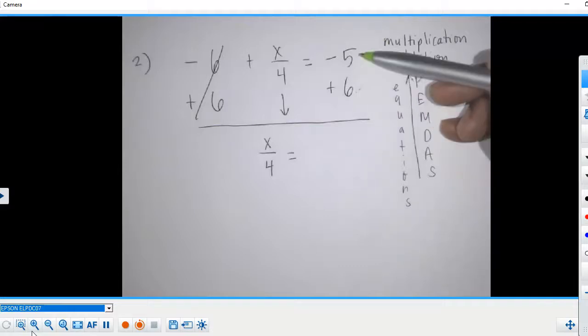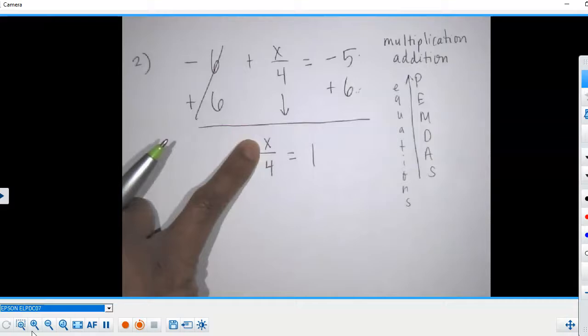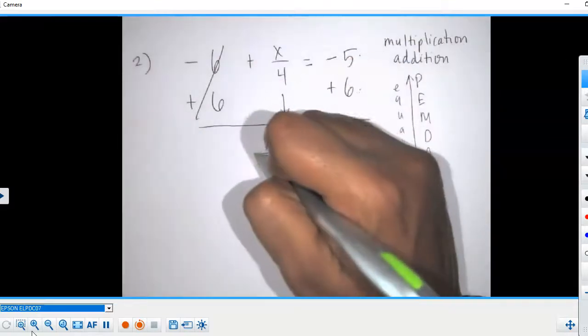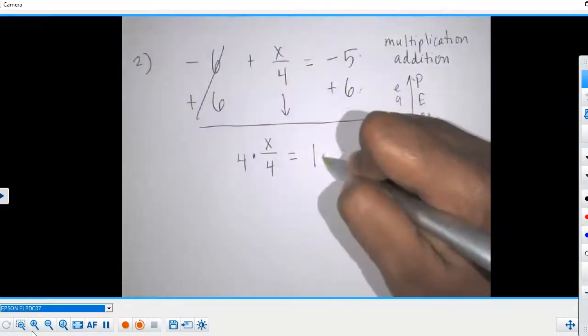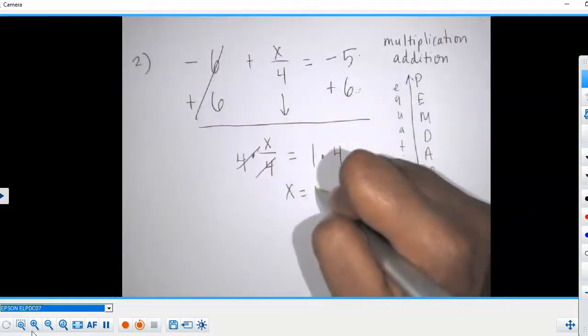I'm going to subtract this. Keep the sign of the bigger number. This is a 1. And now I'm looking again and saying x is being divided by 4. So I have to multiply by 4 to both sides. The answer is x equals 4.